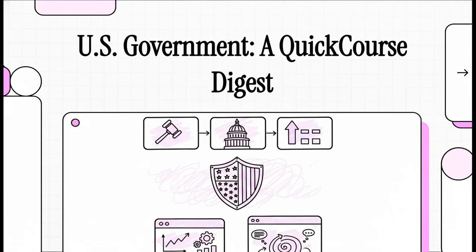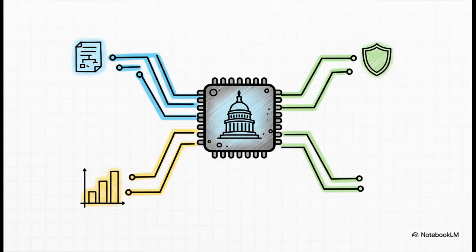Today, we're breaking down the entire U.S. government. Okay, let's dive into this. We're going to treat the government like a giant piece of software. We'll look at its core architecture, the user rights built in to protect you, and the major programs it runs.